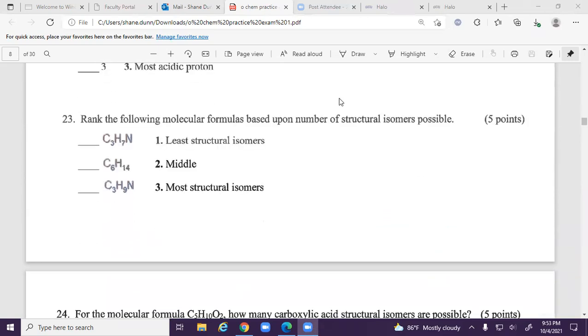Okay. Rank the molecular formulas based upon structural isomer possibilities.